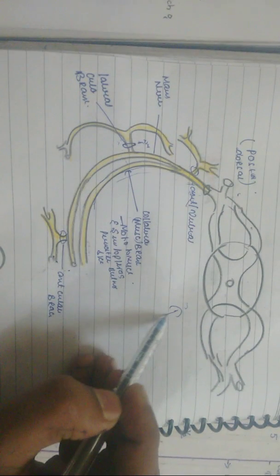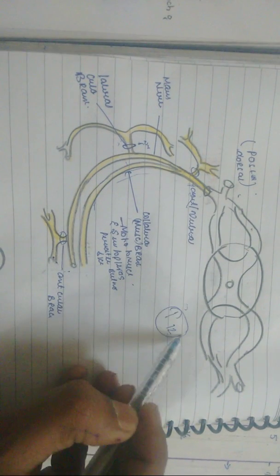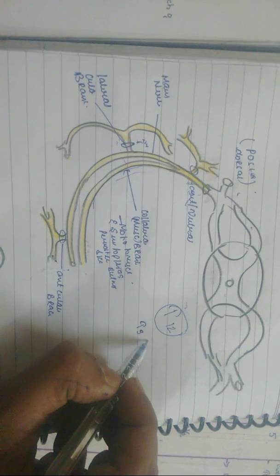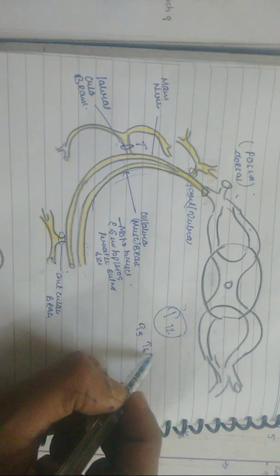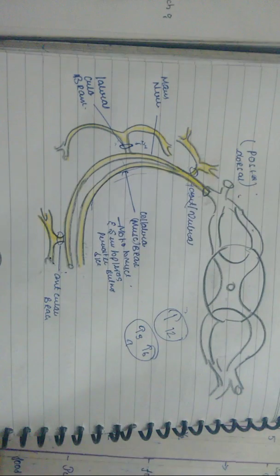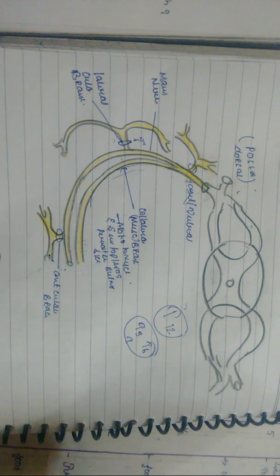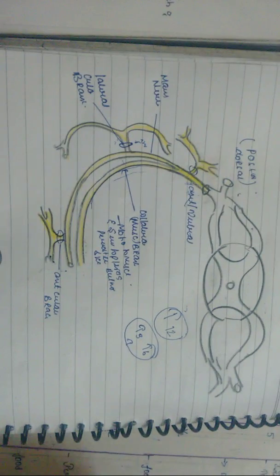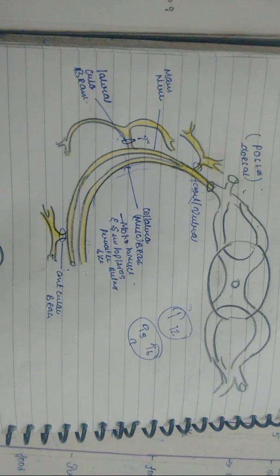In total you have T12. Out of T12, T3 to T6 are called typical intercostal nerves. So what I told now is a typical intercostal nerve. Let us now understand what the atypical intercostal nerves are.